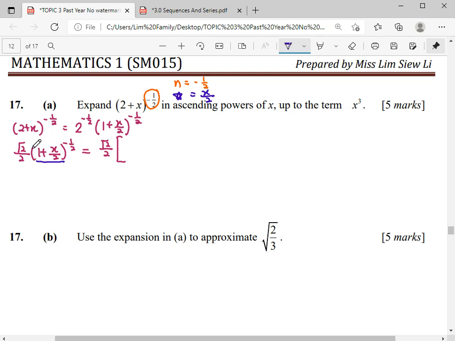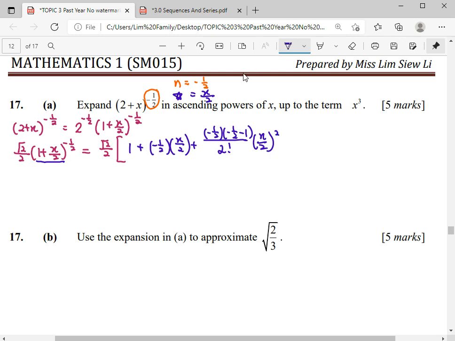So we focus here. We start our formula with 1, and then continue with n. n is negative half, and the expansion we want to expand here, the star, is x over 2. Continue with n(n minus 1) divided by 2 factorial. When you see here, we have 2 factorial, and the thing we want to expand is also to the power of 2. So how far do we want to expand?